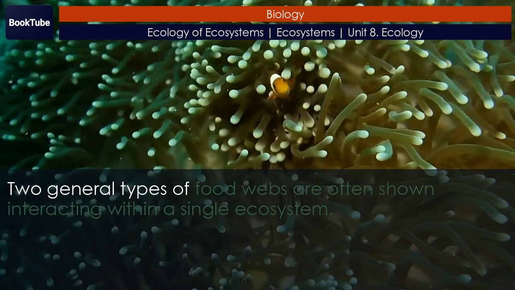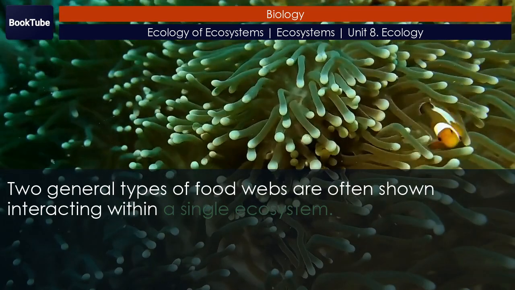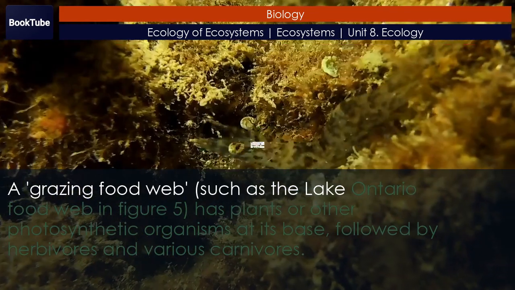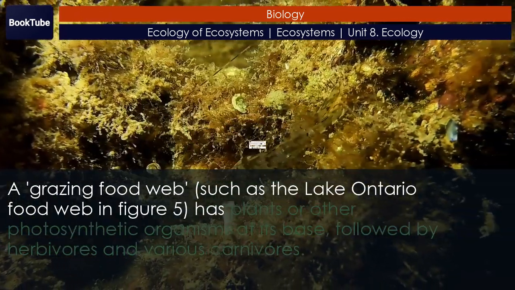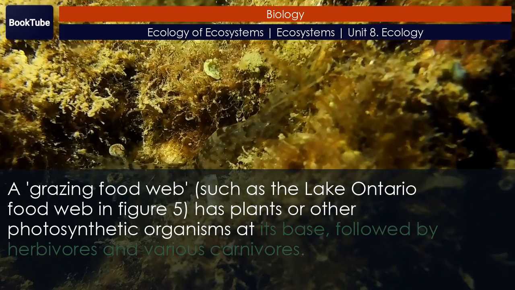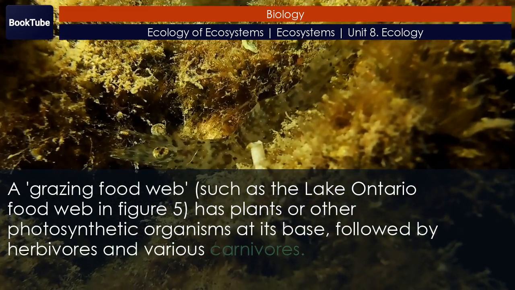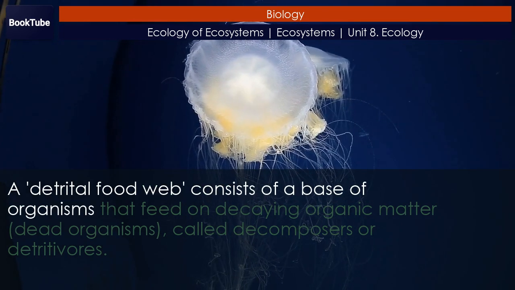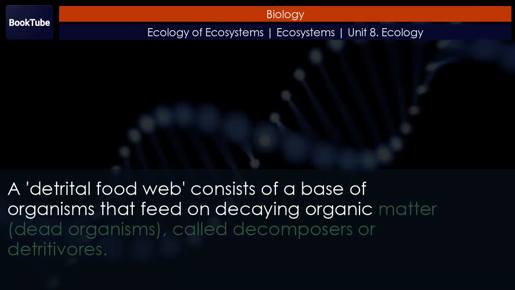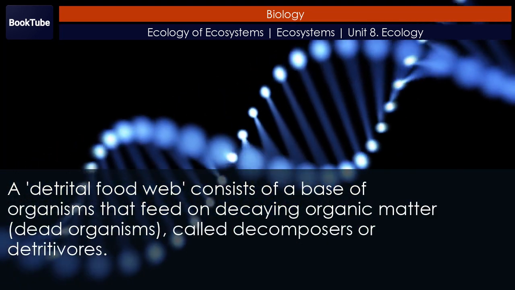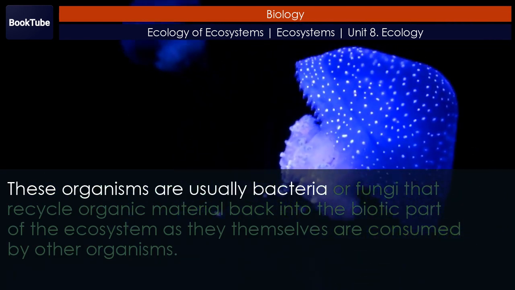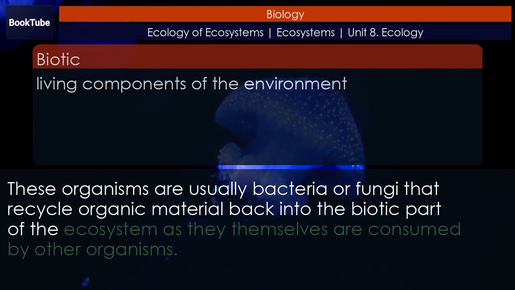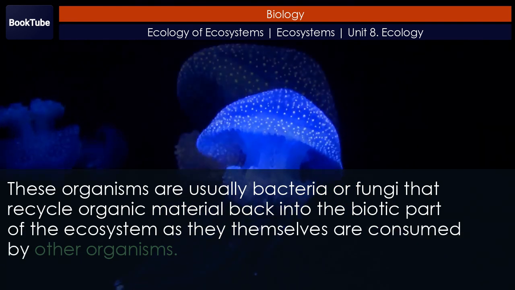Two general types of food webs are often shown interacting within a single ecosystem. A grazing food web, such as the Lake Ontario food web in Figure 5, has plants or other photosynthetic organisms at its base, followed by herbivores and various carnivores. A detrital food web consists of a base of organisms that feed on decaying organic matter, dead organisms, called decomposers or detritivores. These organisms are usually bacteria or fungi that recycle organic material back into the biotic part of the ecosystem as they themselves are consumed by other organisms.